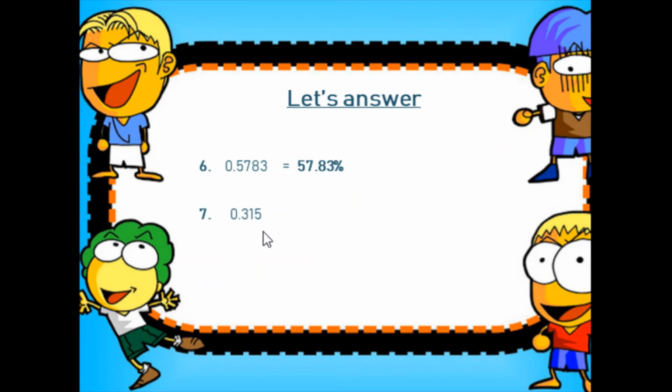Number 8. 0.315. It's already in a decimal form, just like number 7. So just move again 2 places to the right. That's 31.5%. And lastly, 0.178. 17.8%. Who got all the correct answers?